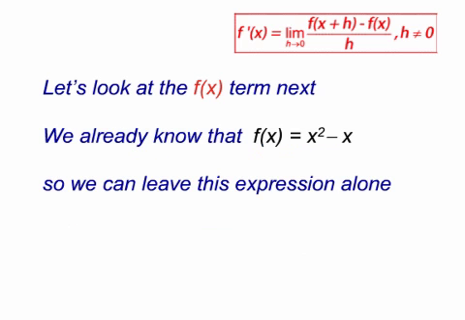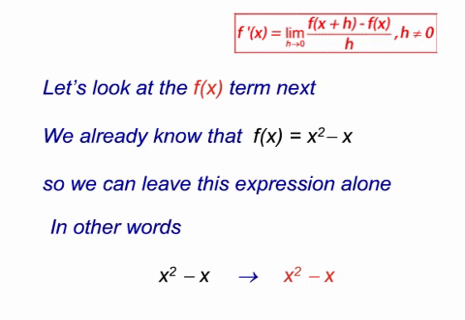Now let's look at the f(x) term. Well, we already know that f(x) is equal to x squared minus x, so we can simply leave this expression alone. In other words, x squared minus x is x squared minus x.